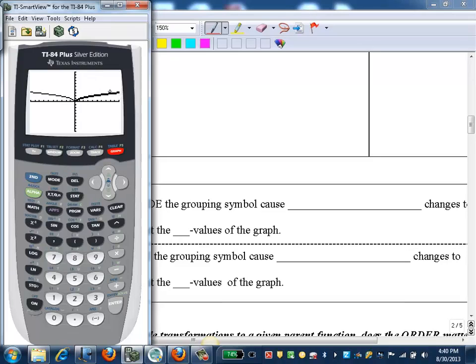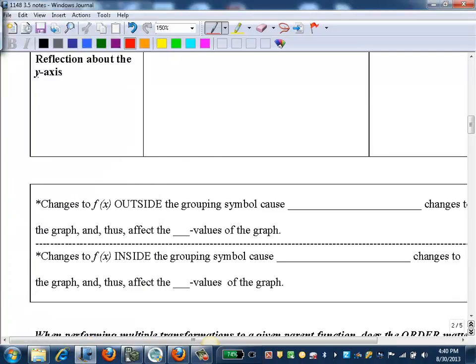Here's the parent function, the square root, and here's the square root of negative x. Okay, and so I want you to remind yourself here, insert the word horizontal. Again, you don't have to write that word, but it helps remind you that this is a horizontal change because you multiplied that negative 1 inside the grouping symbol. So if we multiply our f of x, we multiply negative 1 times the x.